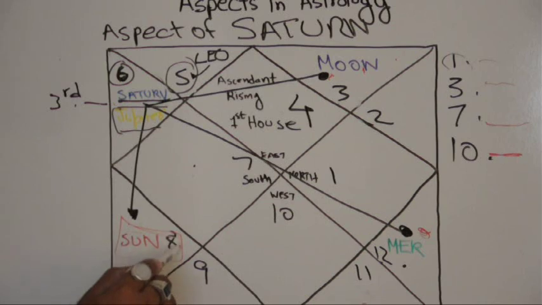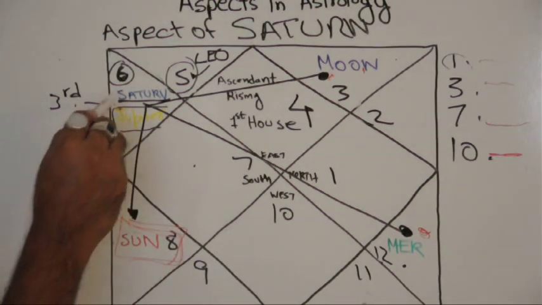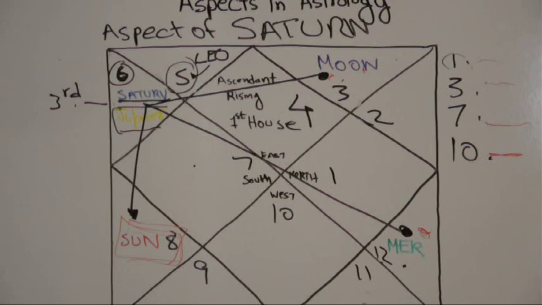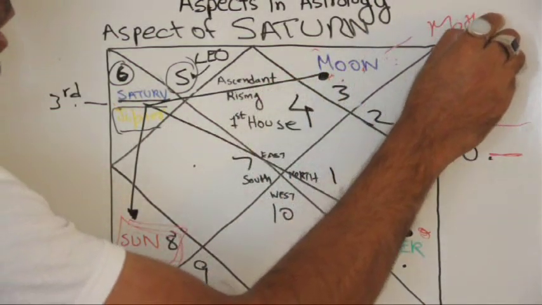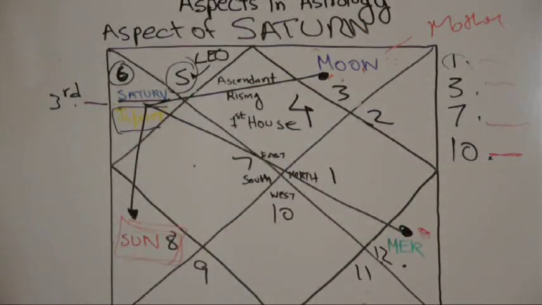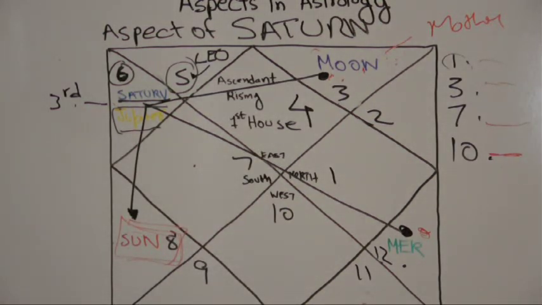Now, look what else Saturn is doing. Saturn is looking at the Sun with its 3rd house aspect. What does that mean? That means the Sun is also restricting your relationship with your father, because the Sun represents the father. So you can have a bad relationship with your father. Saturn is also looking at the Moon. What does the Moon represent? The Moon represents the mother. So your relationship with the mother is going to be restrained for at least till 35 or 34. There's going to be a lot of constant arguments with the mother. This is how these aspects work. This is just one example, and I hope it helped.